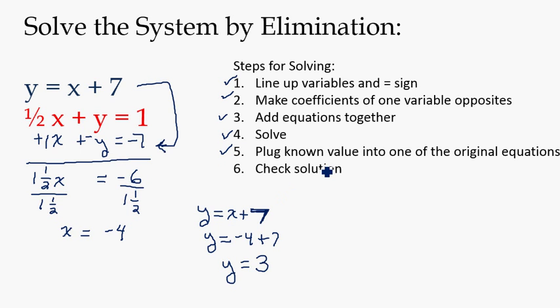And that's the solution. Remember, a solution means values of the variable that make the equation true. So if x is -4, I plug that in here. -4 plus 7, y is 3. So x is negative 4, y is 3 makes this equation true.